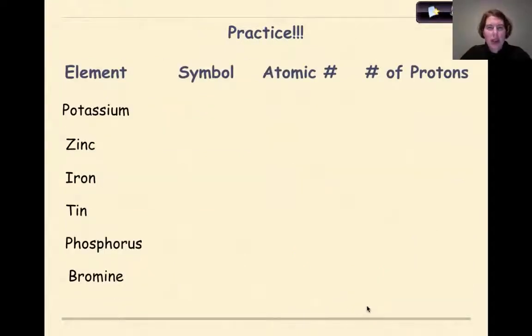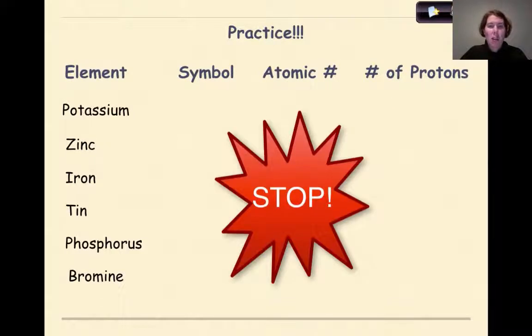Now let's try some practice. So here's what I would like you to do. Either in your notes or if you're practicing on a separate sheet of paper, there are 6 elements right here: potassium, zinc, iron, tin, phosphorus, and bromine. What I'd like you to do is to use your reference table, look up the symbol for each, find the atomic number, and figure out the number of protons for each atom of the element. So stop the video, and when you're done, start it again.